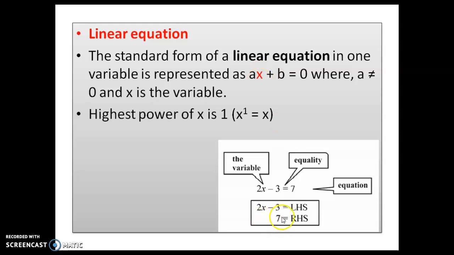So this is the example for a linear equation. x is a variable and this is the equation, and the equal to sign is there. 2x minus 3, that is the LHS, the left hand side, and 7 is the RHS, the right hand side. So this is how the equation will be.